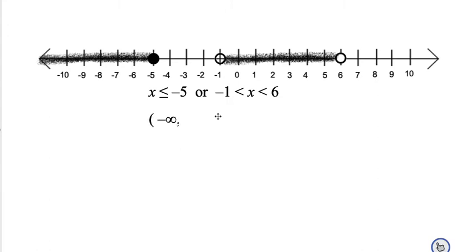We're shading until -5 and including it, so -5 is written with a square bracket. The word or receives the union symbol. Since -1 is not included, but the shading will begin right after -1, we have a round bracket and -1. The shading goes up till, but right before 6, non-inclusive, so 6 gets a round bracket. And so this is the interval notation for this number line.